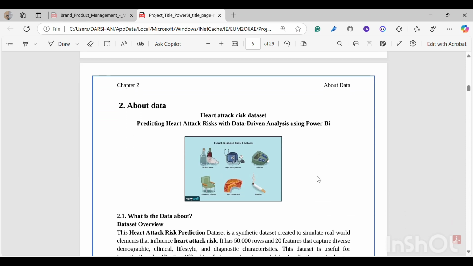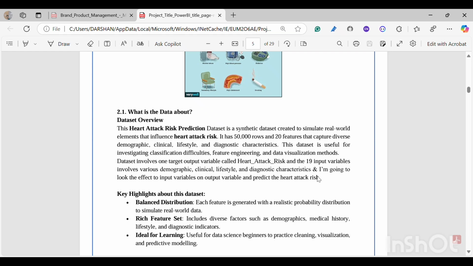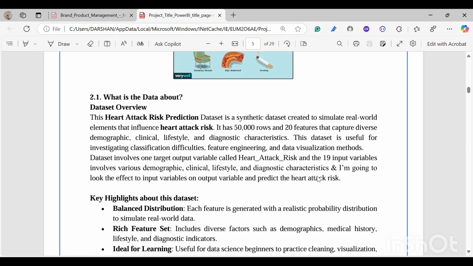The project is mainly about predicting heart attack risk with data-driven analysis using Power BI. Power BI is basically a business intelligence tool by Microsoft Corporation. Talking about the data set overview, this is a synthetic data set created to simulate the real-world elements that influence heart attack risk. It has 50 thousand rows and 20 features that capture various demographic, clinical, lifestyle, and diagnostic characteristics.